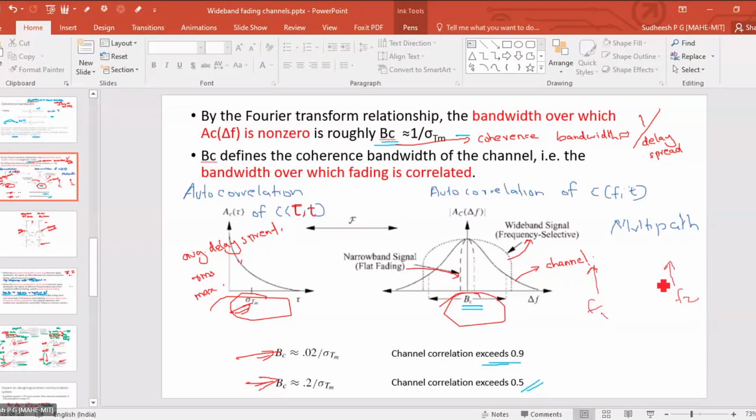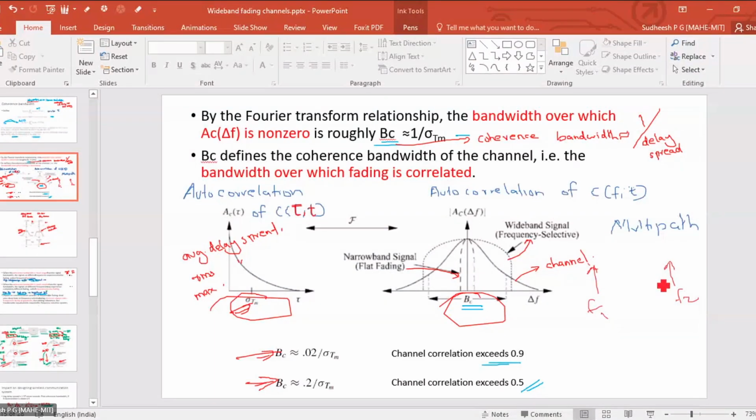Yeah, so in a nutshell, what we have covered today is the classification of channel depending on multipath. Depending on multipath, we can classify the channel into two: frequency flat and frequency selective. And we used two parameters, coherence bandwidth and delay spread, which are inversely proportional. So this is the basic idea behind today's class.